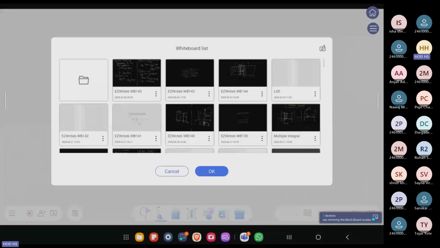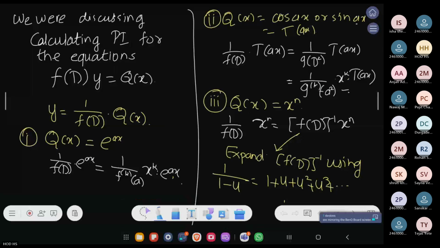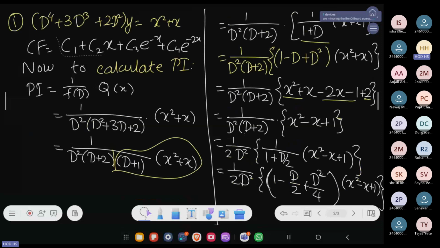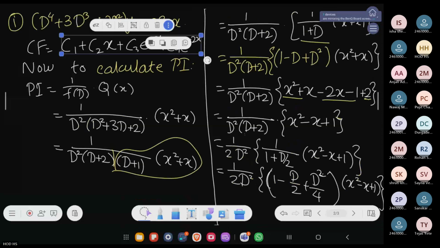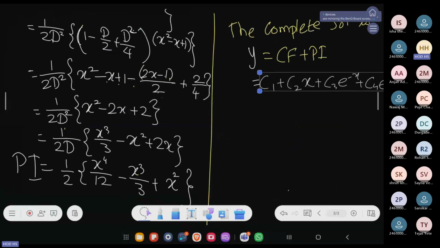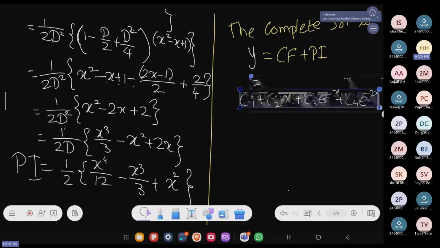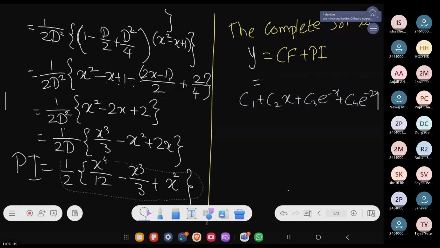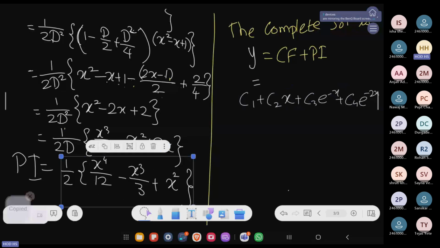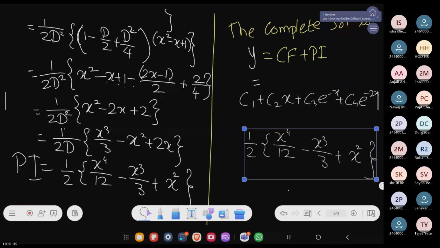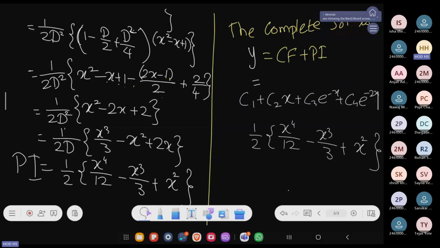Okay, this is same. So I want to copy the CF part and paste it here as my CF. Okay, it should be visible fully. And again, I want to copy my PI and paste it again here with the addition sign in between. Okay.